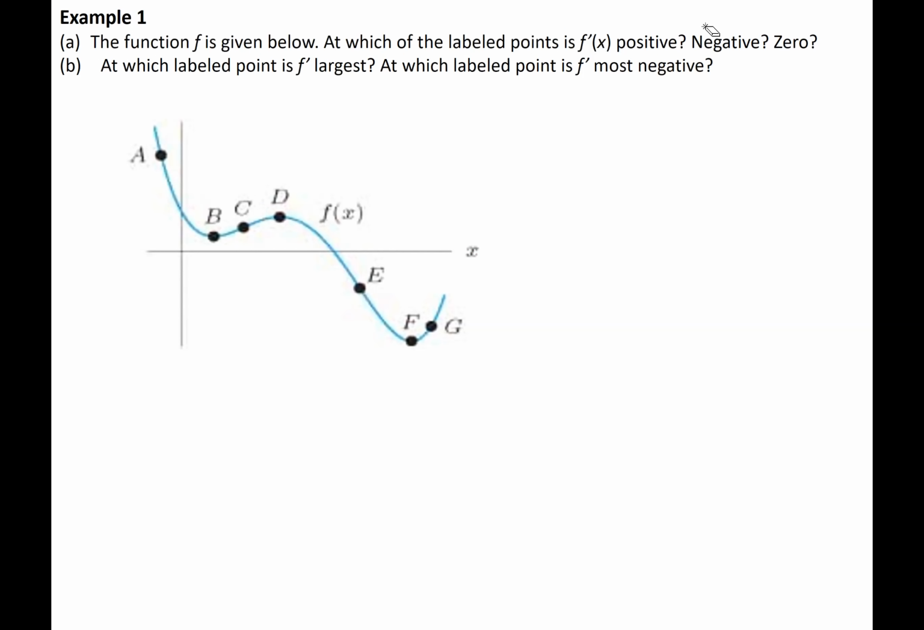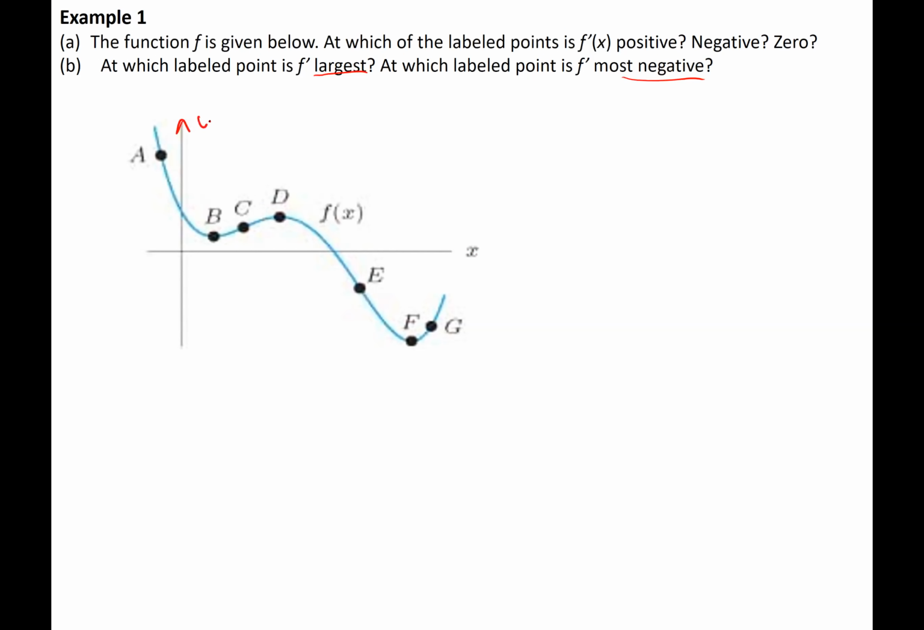Example, question number one, example number one. A function f is given below, and at which of the labeled points f prime is positive, negative, and 0? And at which labeled point is f prime the largest and the most negative? That's what we will answer. We have to find the highest value and the lowest value of the derivative. Okay, that we can nicely see.